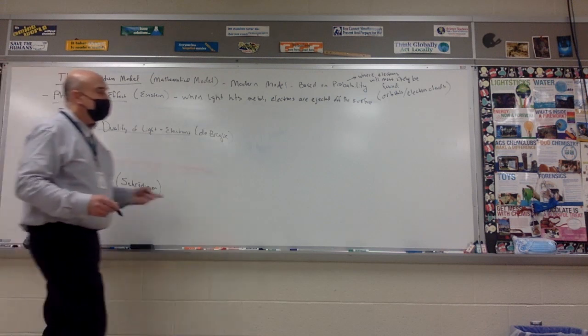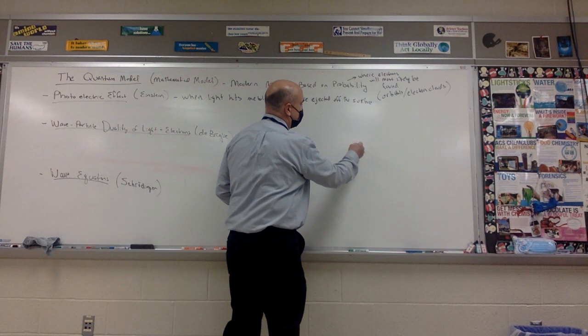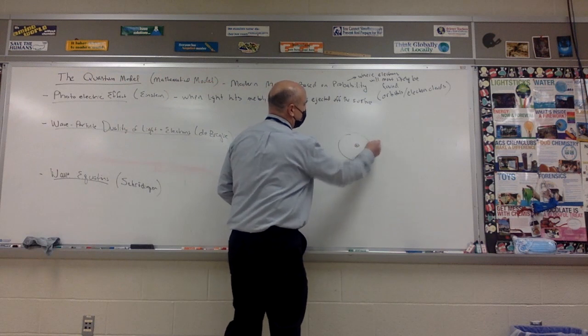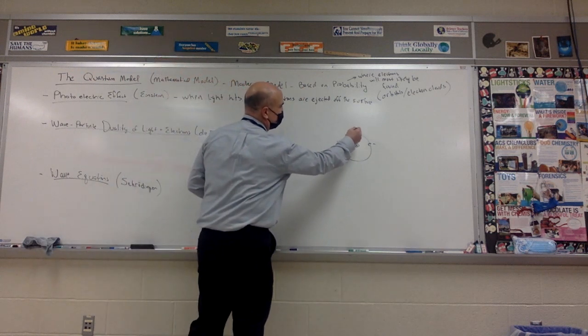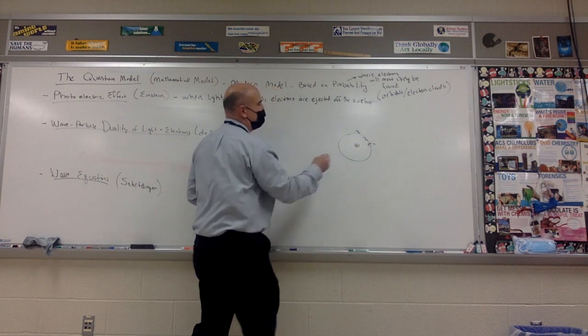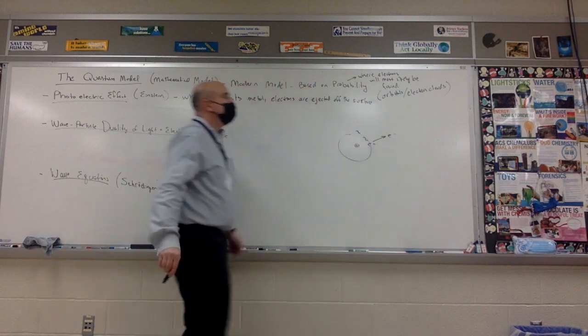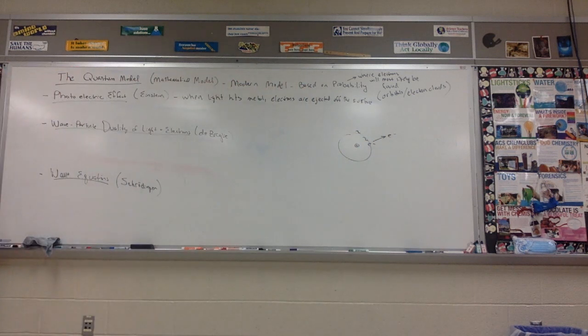Okay. So if we think of, here's our electron, and here's our photon of light coming at the electron. If it has enough energy, it's going to knock the electron right off the atom. Right off the metal. So that's the photoelectric effect.